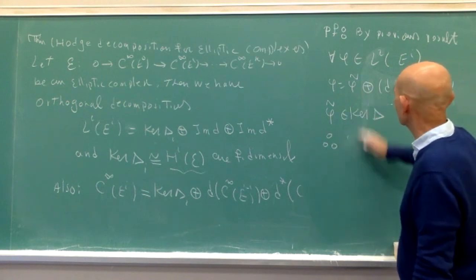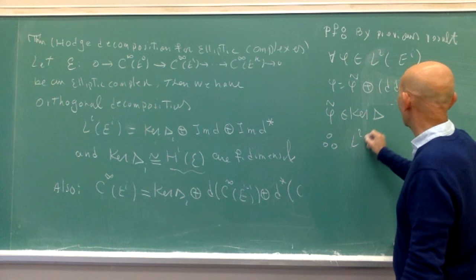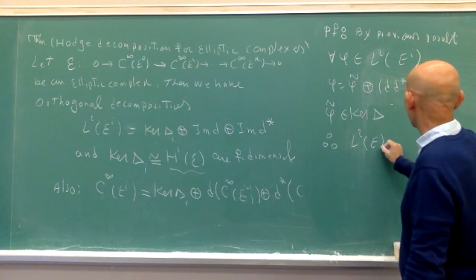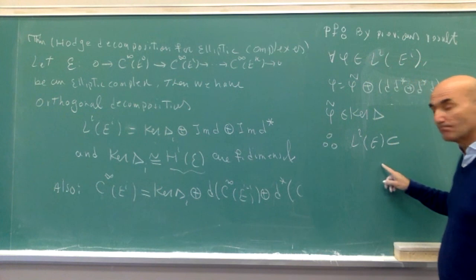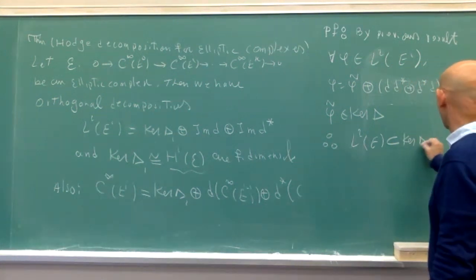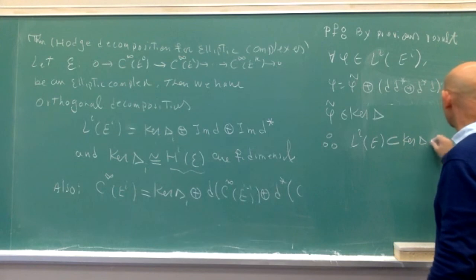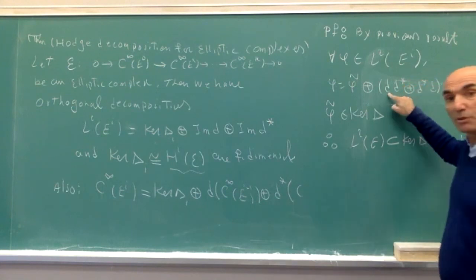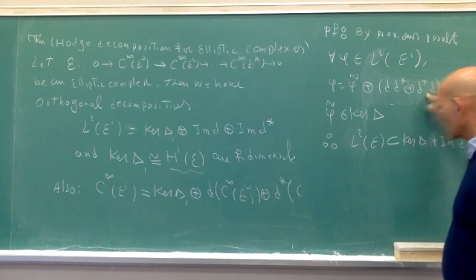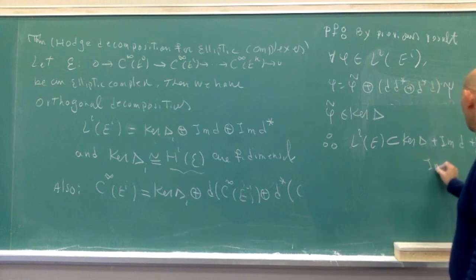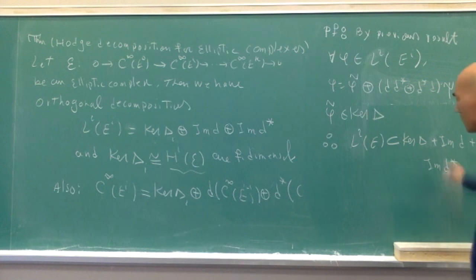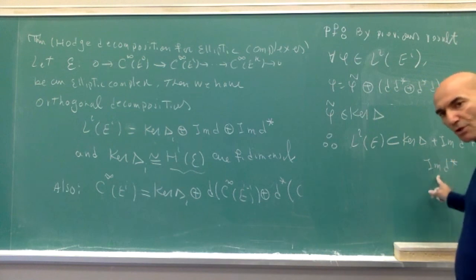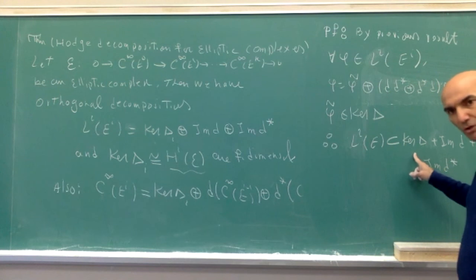so what does it say? It says that L2 of E is inside the kernel of delta, not direct sum, plus image of delta, plus image of D plus image of D star. Look, this is in the image of D. This is in the image of D star. But what we have to do now is to show that these two images are orthogonal to each other, and they're all orthogonal to the kernel of D. That's what we have to do.